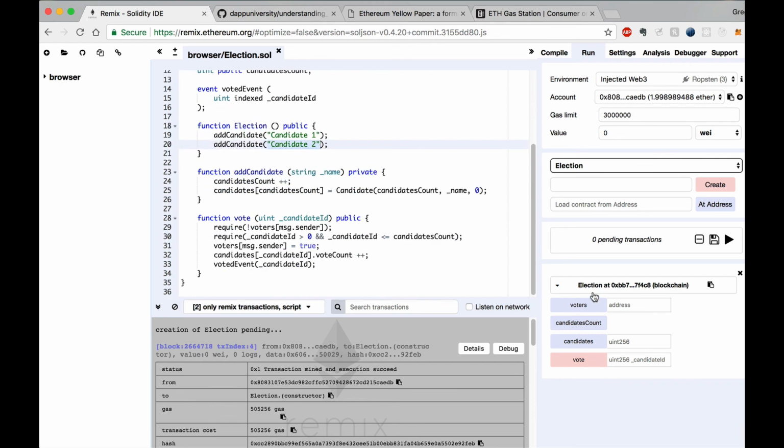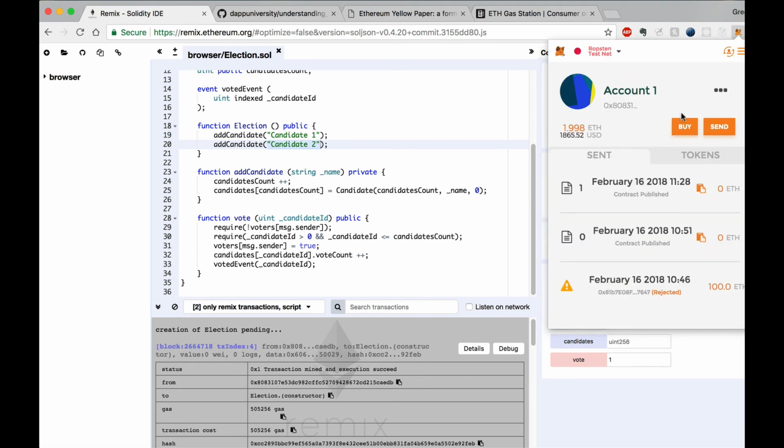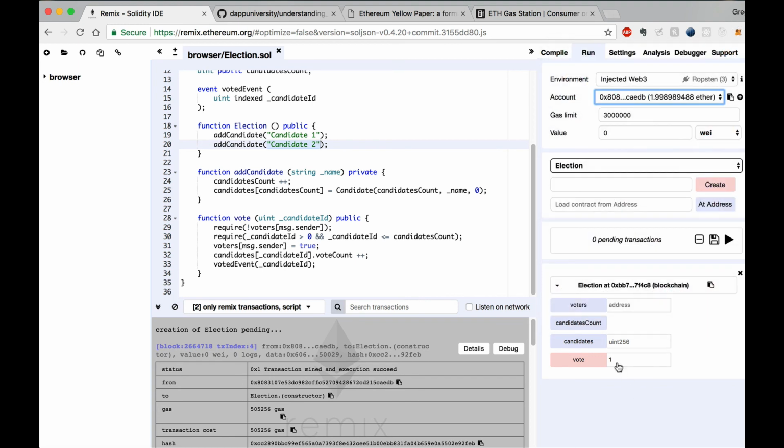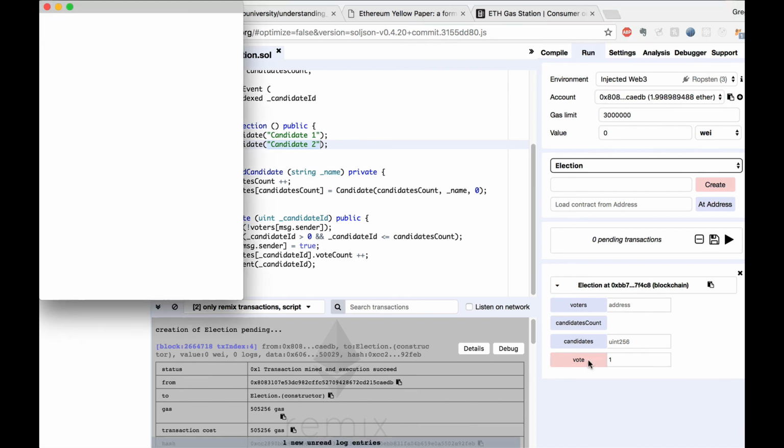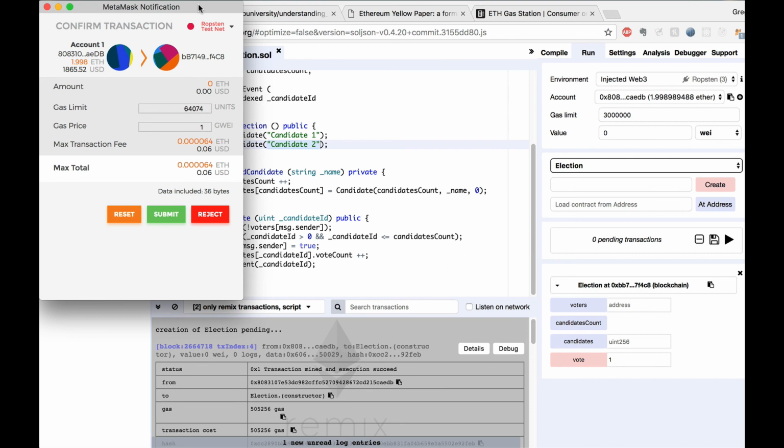And in Remix, I have a list of all my functions over here that I can use to interact with the smart contract. I know that this function here is going to create a transaction because it's red, just like the create function here. So if I want to vote, I can simply say that I want to vote for candidate number 1 with this account right here in my accounts list. This is the account that I'm connected to the blockchain with. And let's actually vote. Again, we see this confirmation pop up.